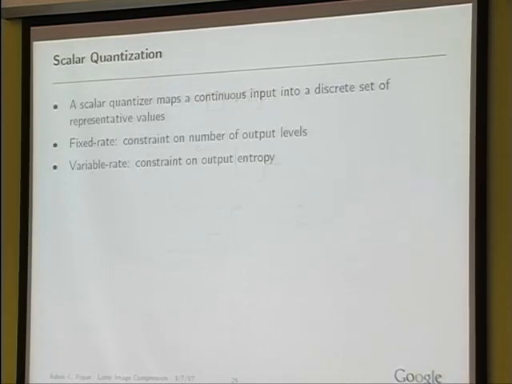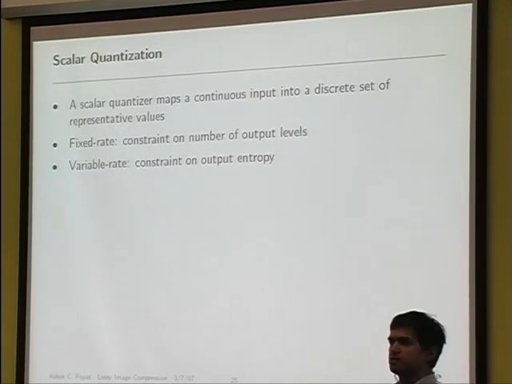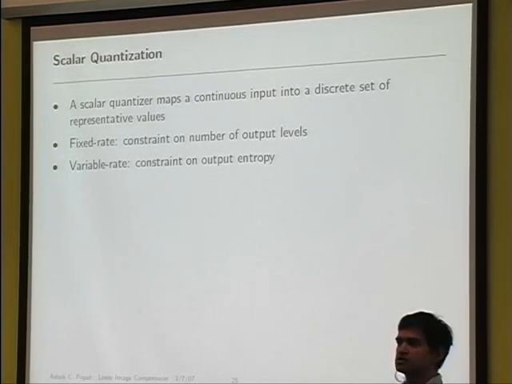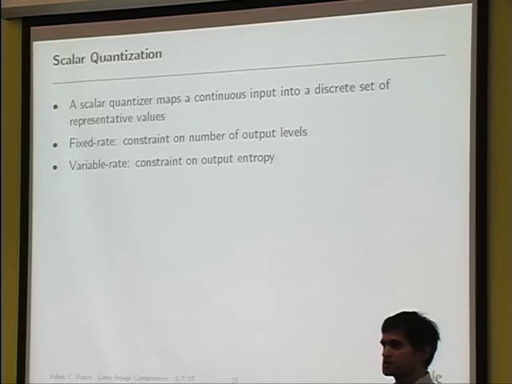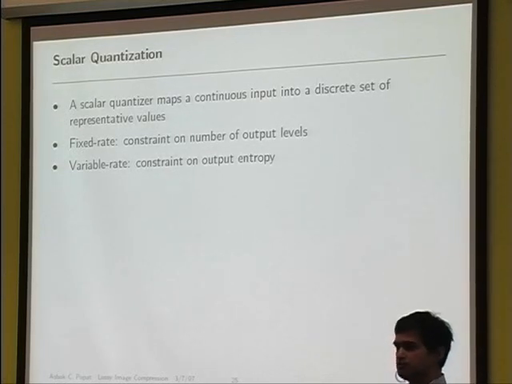There are two varieties that we care about. There's a fixed rate quantizer, which is very simple. Let's say I have a quantizer that maps everything into 8 possible output values. Then I could simply represent each output value by 3 bits, for example. Another flavor of scalar quantizer is a variable rate quantizer. And in that case, I don't really have a tight constraint on the number of output values.